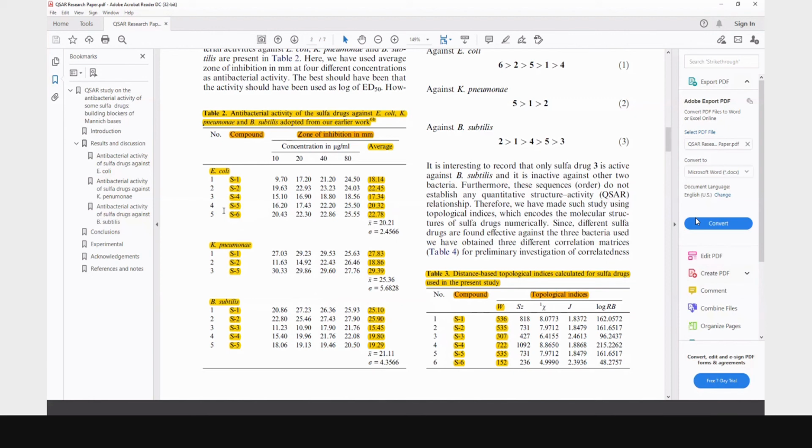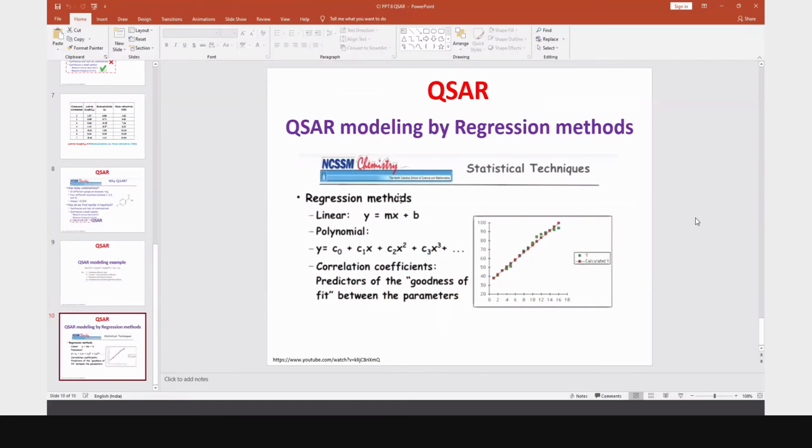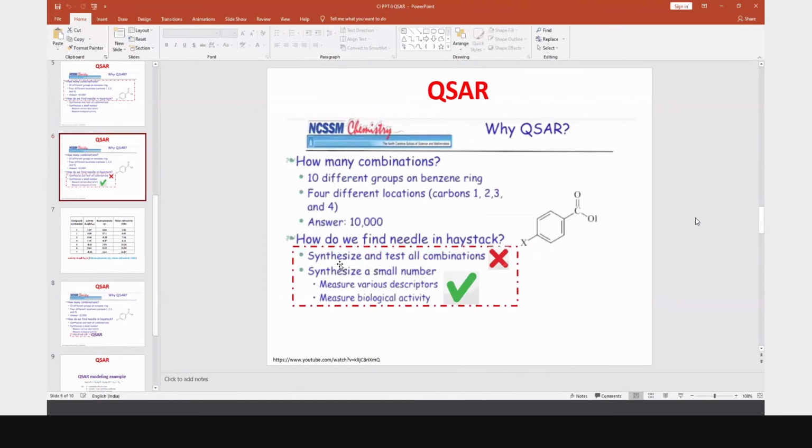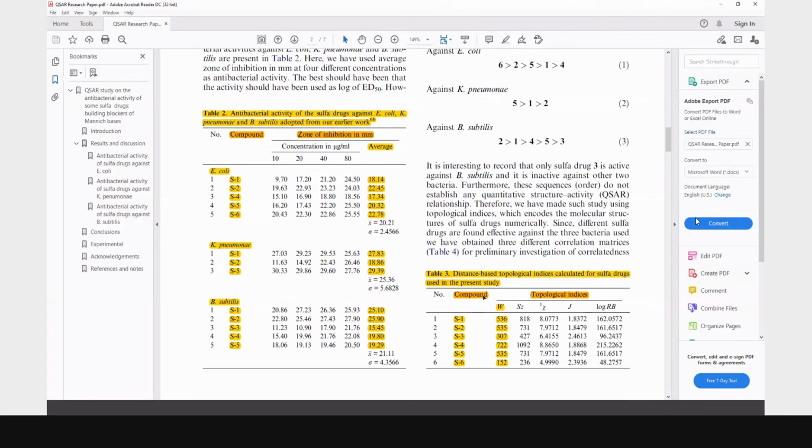Earlier in the slide I mentioned this to you, right? The same thing we are doing here: we said synthesize a small number. So you can consider that experimentally they synthesized those six compounds and have already measured their biological activities. If you compare with the paper, those six compounds I mentioned, they have already found the activity values.